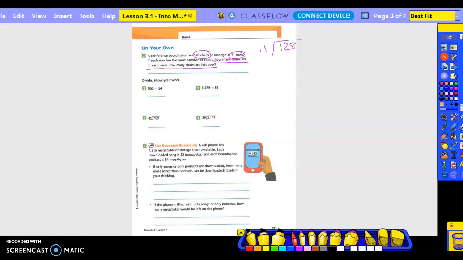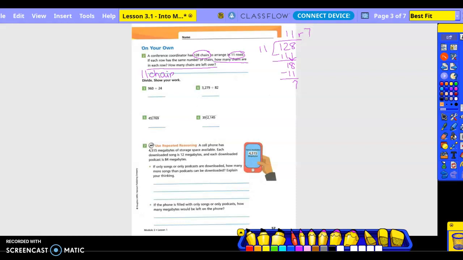11 into 1? 11 into 12? Minus 11. 1, bring down the 8. 11 into 18? Minus 11. 7 left over. Do you have anything else to bring down? No. So 11 remainder 7. So how many chairs are in each row?